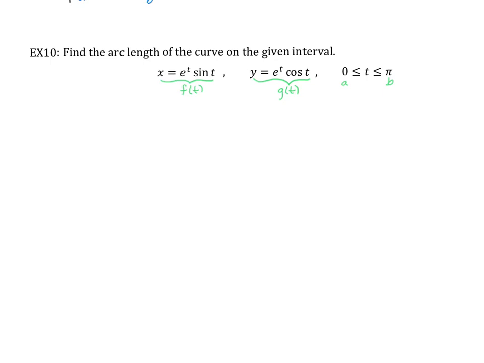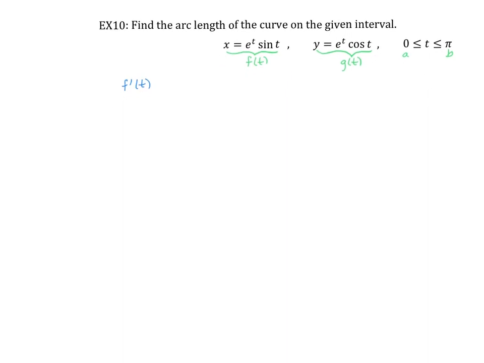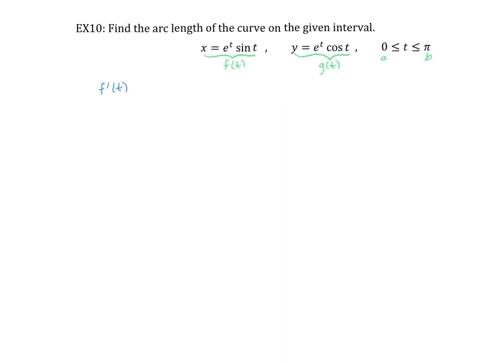So all we have to do to figure out the arc length from 0 to pi is first figure out the derivative of f and the derivative of g, and then square them. So f prime of t, we have to use the product rule here because it's e to the t times sine t. So I'm going to take the derivative of e to the t, which is e to the t, keep the sine t, plus keep e to the t, derivative of sine is cosine.